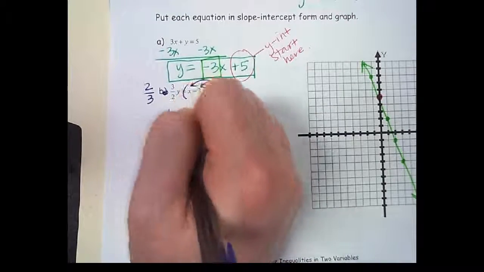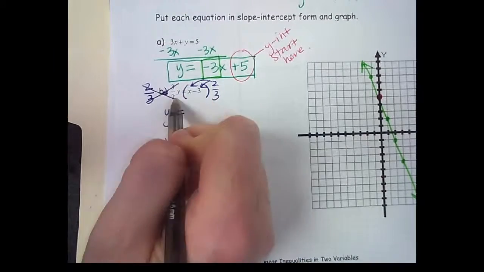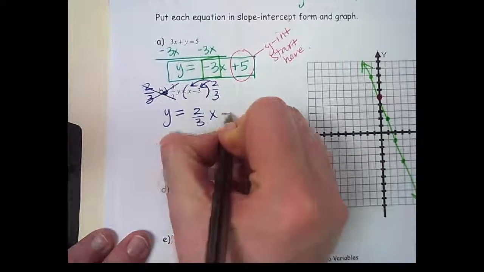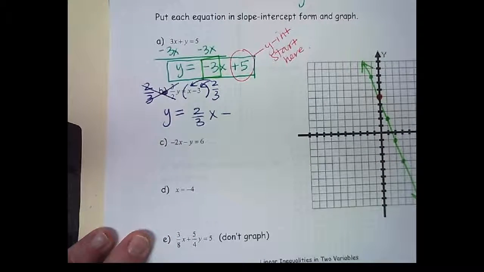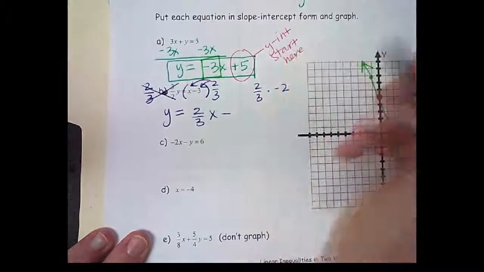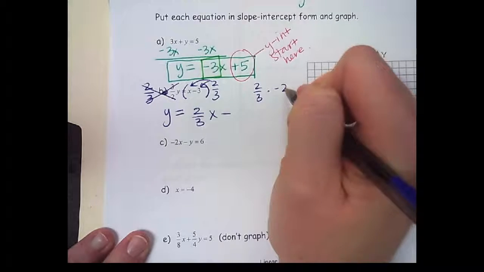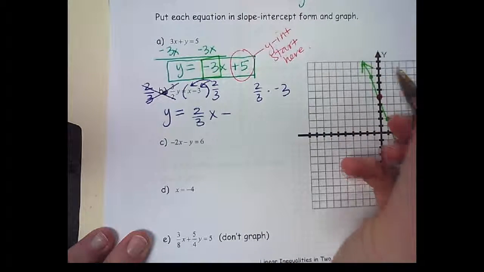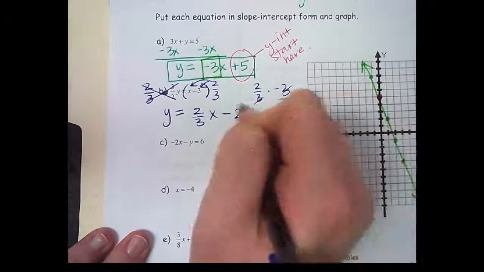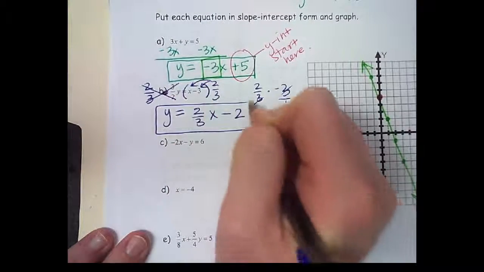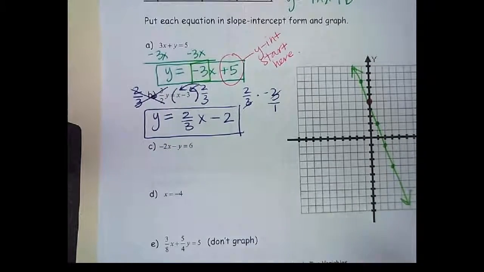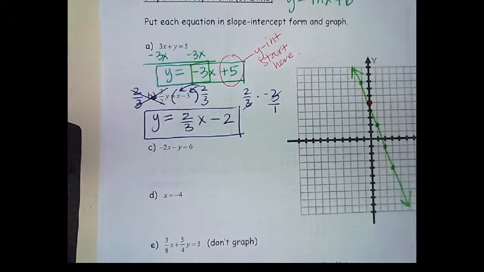So we have y equals, this is gone, that's why you do that. Y equals 2/3 x minus what? Minus 2, right. So I'll do it over here. 2/3 times negative 3, sorry. That's 3 over 1. The 3's cancel, so you just get negative 2. And I'm not going to graph that. I think most of you are okay with graphing. I just want to make sure you know how to get y by itself.